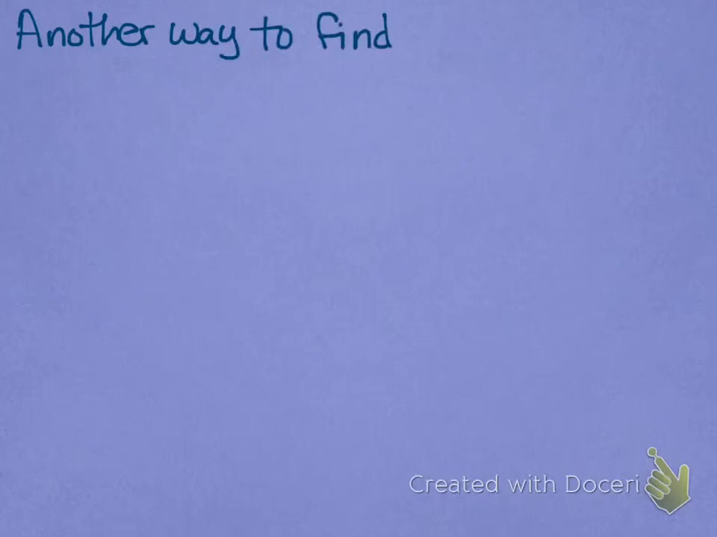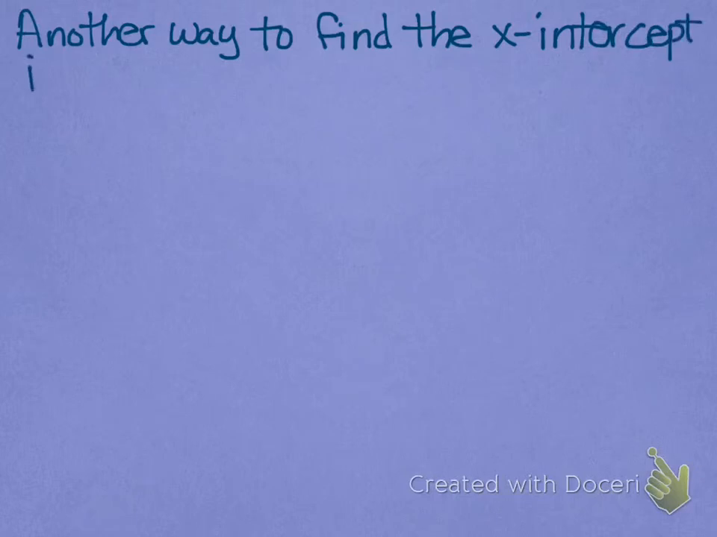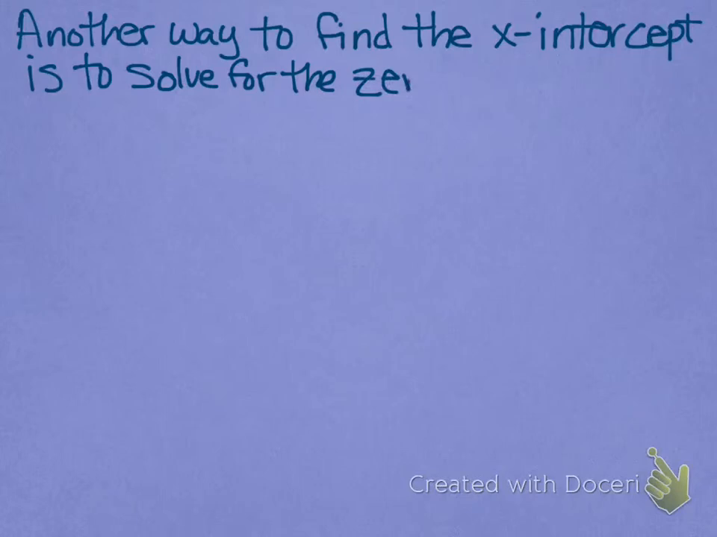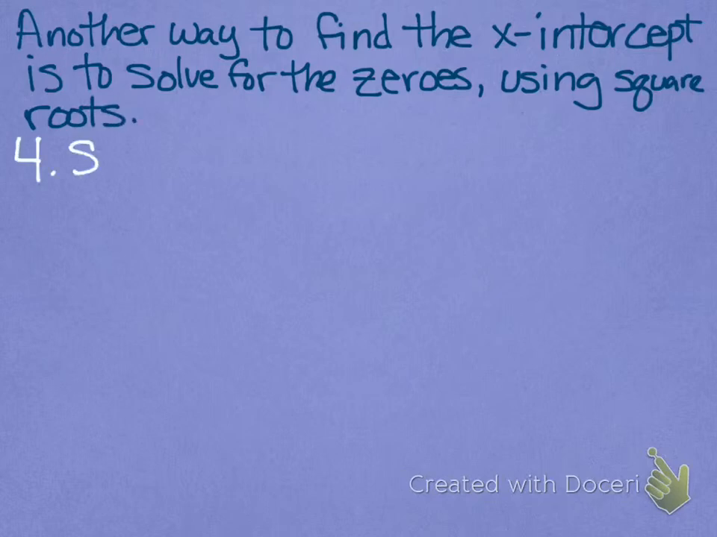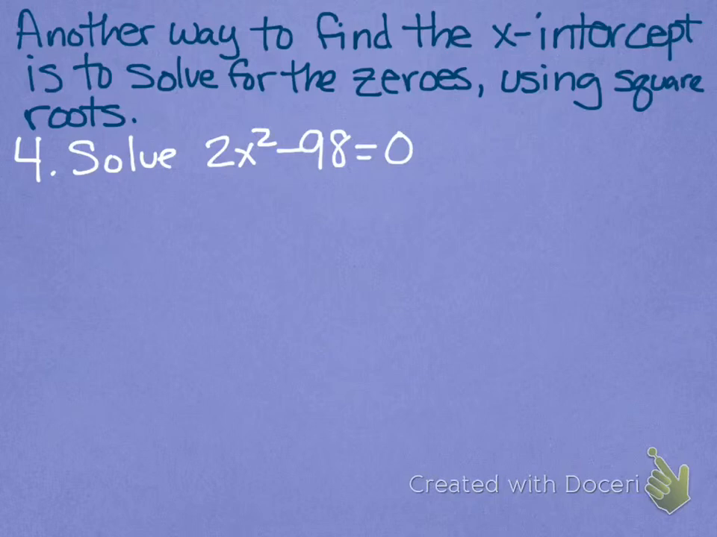Okay. Then moving on, another way to solve for your x-intercepts is to actually solve an equation. So if we have an equation set up and it's set equal to 0, we just use our square roots to solve for the equation. So here's an example problem I'm going to go through with you. It's asking us to solve 2x squared minus 98 equals 0.